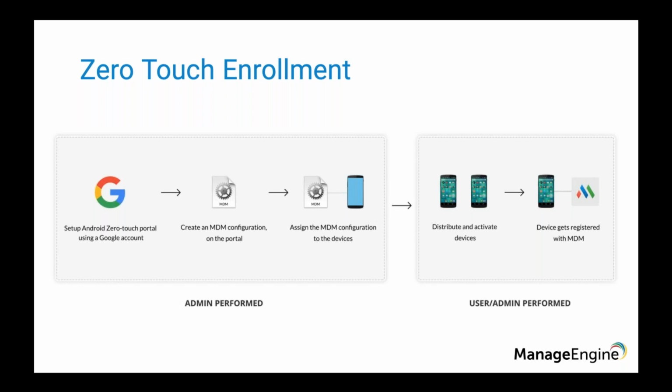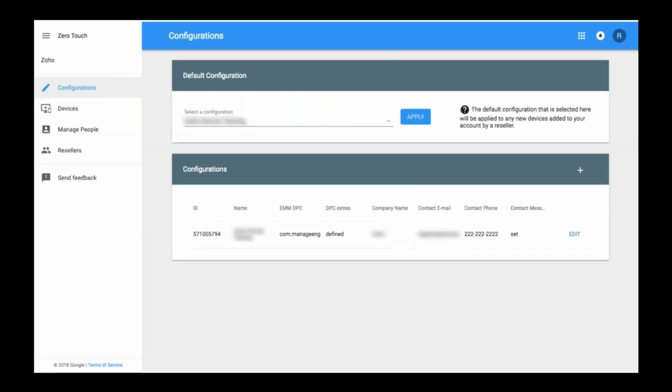Now for your Google-based devices. The Google-based device enrollment process is the zero-touch enrollment. It's nothing but setting up a zero-touch portal account with Google and integrating it with the MDM solution itself. All you'd have to do for the integration part is create an MDM configuration on the portal and then assign that configuration file to your devices under the Zero Touch portal itself. Then the user or the admin can just turn on the device and the devices would get registered with the solution itself. So this is your Zero Touch portal.